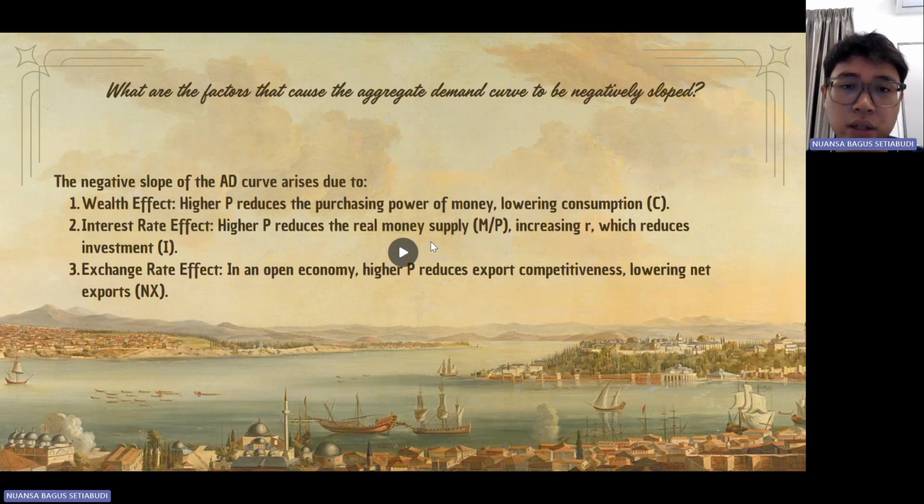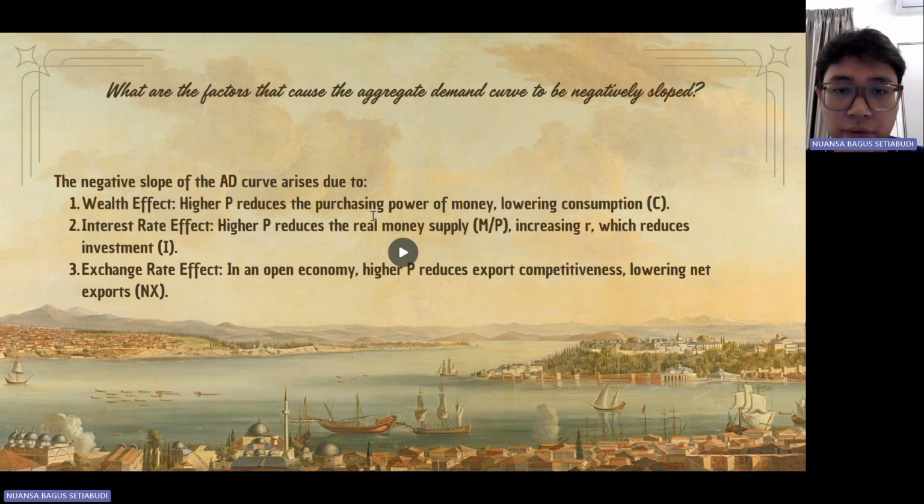First, the wealth effect. When the price level rises, the purchasing power of money decreases. As a result, households feel poorer and their consumption C declines. This reduction in consumption contributes to a lower level of aggregate output, which is Y.